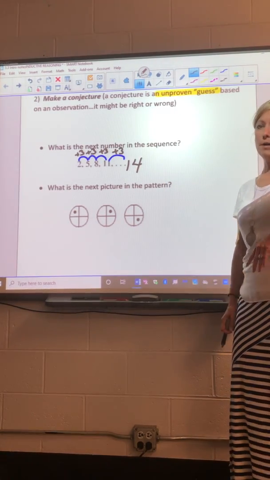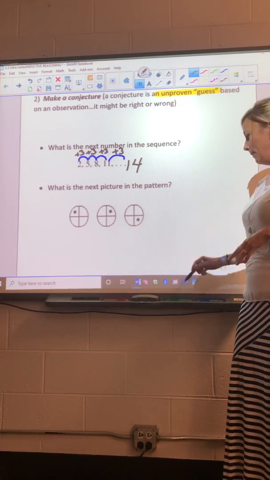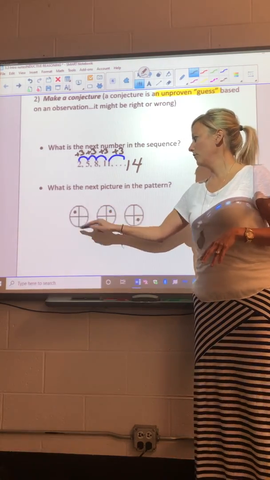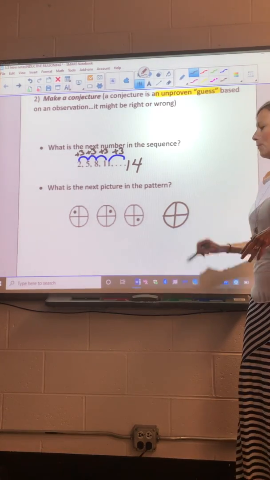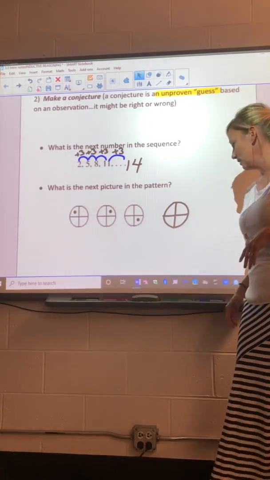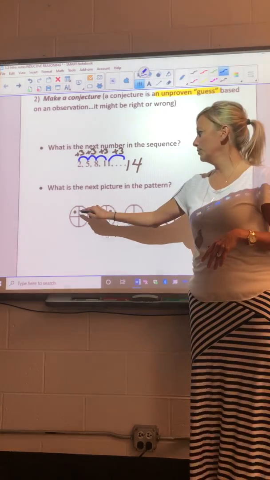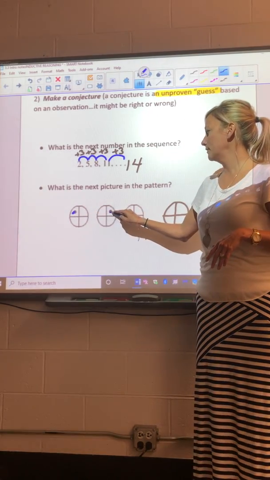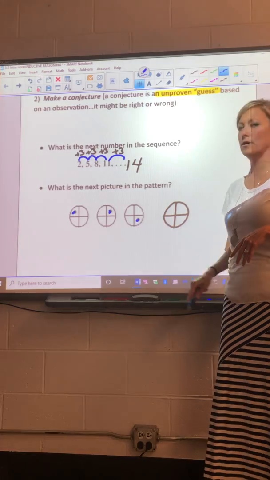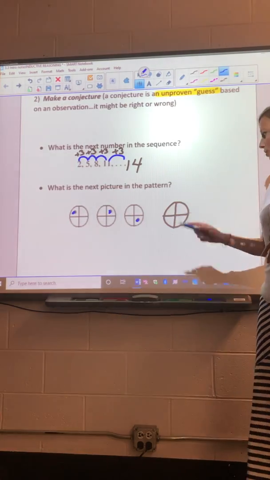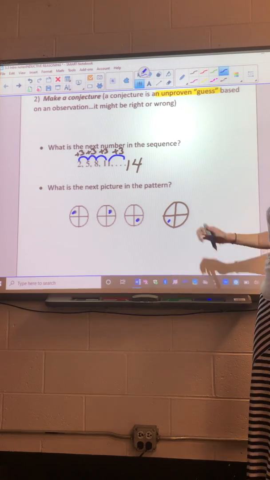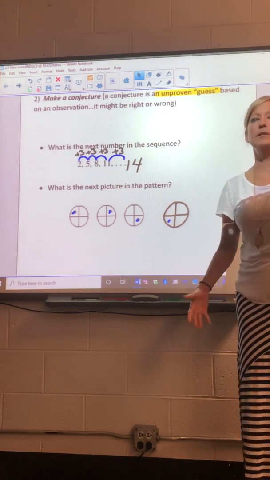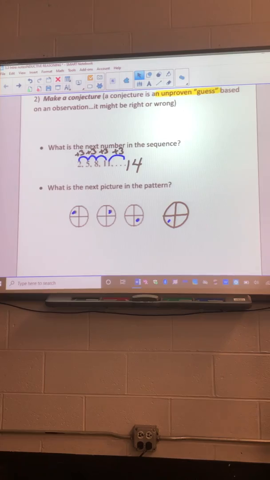Same thing is true for pictures. What's the next picture in the pattern? You have a circle, you have a plus. You have a circle plus for all of them. So a circle plus will probably be in the next picture of the pattern. Then you have this blue dot here in the corner, and then it's now here in the corner, and now here in the corner. So you're seeing that it goes around the circle, so that dot will be right there in the corner. That's the next picture in the pattern. That's inductive reasoning.